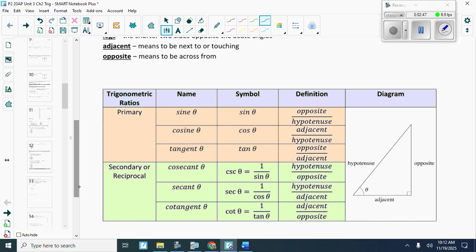All right. So your sine ratio. It's always sine of an angle, and sine is opposite over hypotenuse. Your cosine is adjacent over hypotenuse. And your tangent, of course, is your opposite over adjacent.